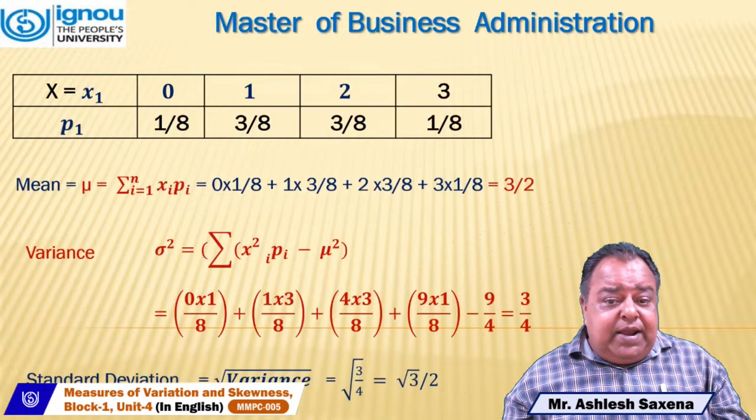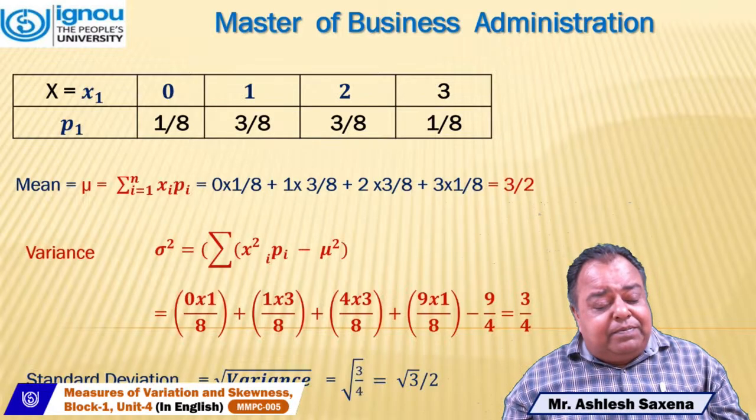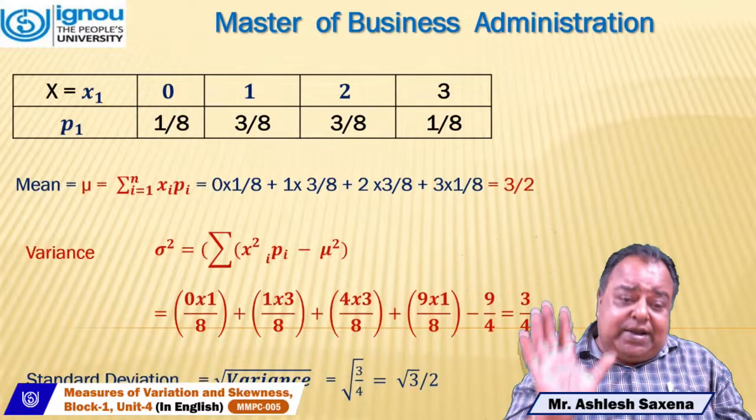1/8 plus 3/8 plus 3/8 plus 1/8. When we are adding up the numerators, we get 1 plus 3 is 4, 4 plus 3 is 7, 7 plus 1 is 8. 8 by 8 is 1. Mathematically, that is correct.